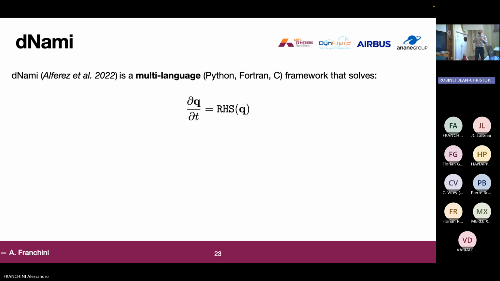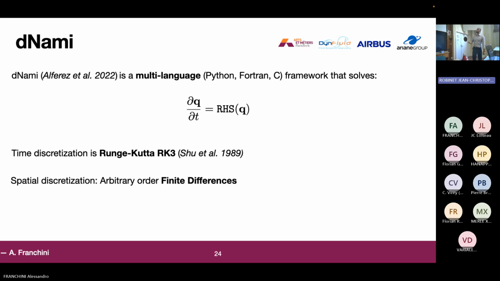The other part of our framework is the nonlinear solver, which is called Dynami, and it's been developed by Nicolas Alferez, who is my co-director, and is a multi-language Python, Fortran, and C framework that is able to solve problems of this form: the partial derivative of Q over time equal to a right-hand side which depends on Q.